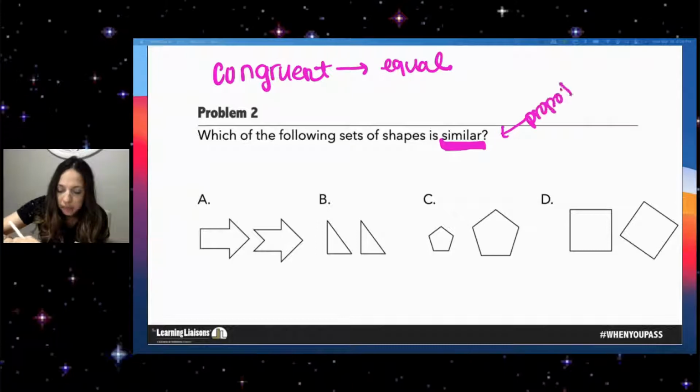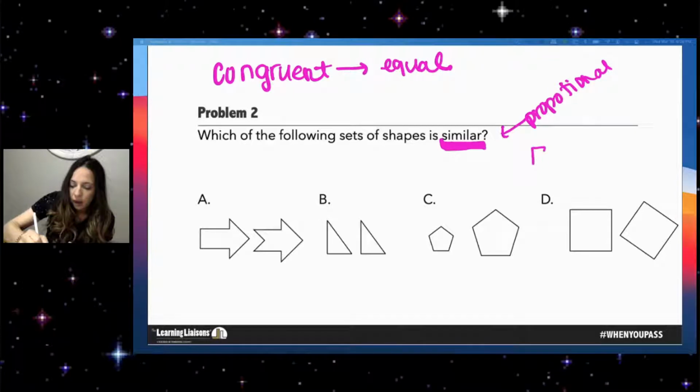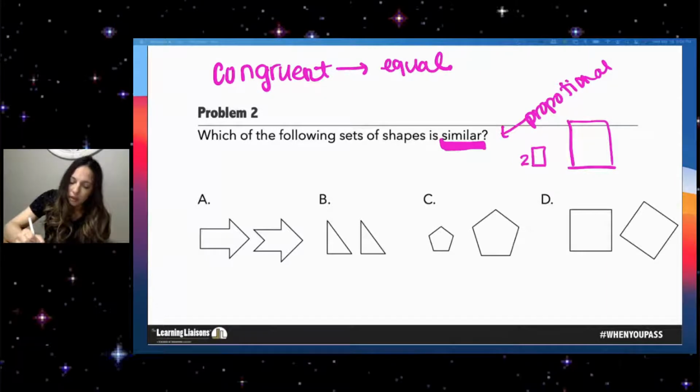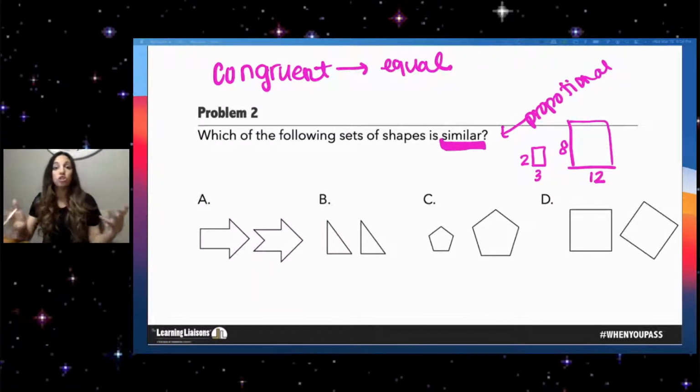So that means that if I had like a square and then a square, and this side was 2, and this side was 8, then let's call these rectangles, not squares. And if this side was 3, then I know this side would be 12 because 2 times 4 is 8, 3 times 4 is 12. So they're proportional to each other.